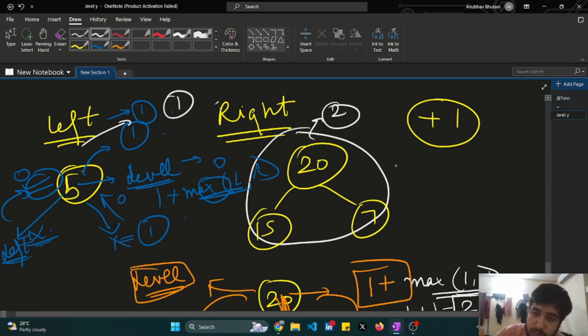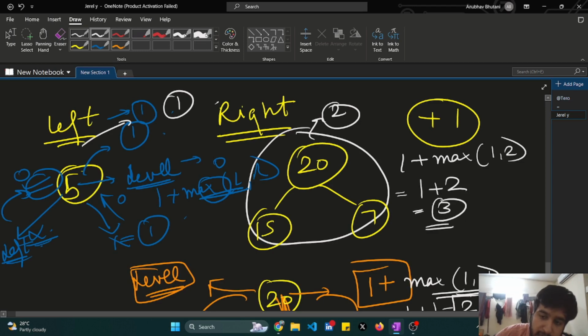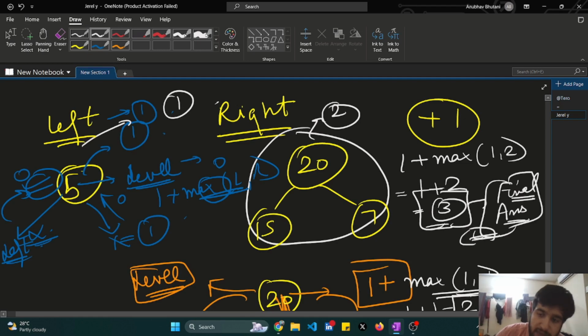So if I add to my final answer, that is 1 plus max of 1 comma 2, so it would be 1 plus 2, it would be 3. That is my final answer.